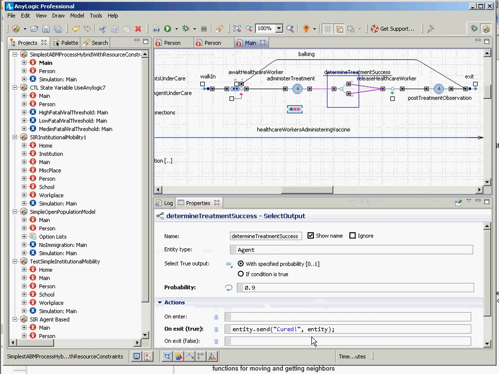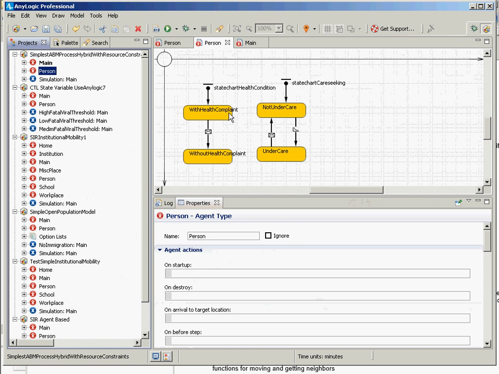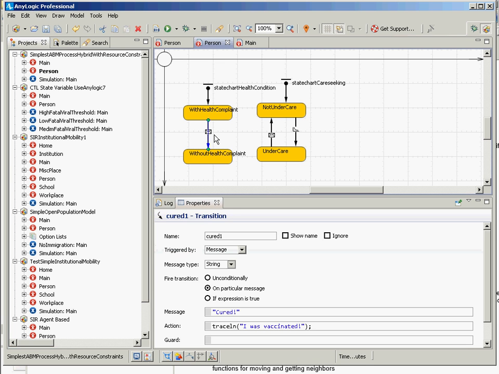If treatment is successful, we tell them they're cured, and how do you think that affects them? We send them this message here, and how do you think that affects the person here? Where would that message be relevant? If they're truly cured from the health state, where would it affect them? Which lead state? Yeah, from with treatment to without treatment. If they're sent that cured message, if the treatment was successful, as it is with 90% probability, they receive this message here, and now they have no health complaint anymore.